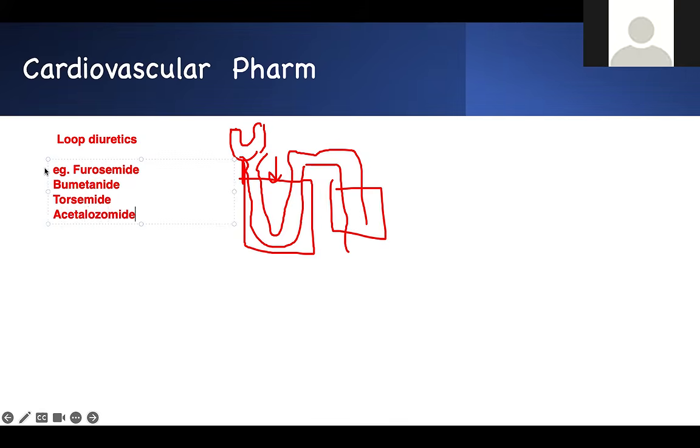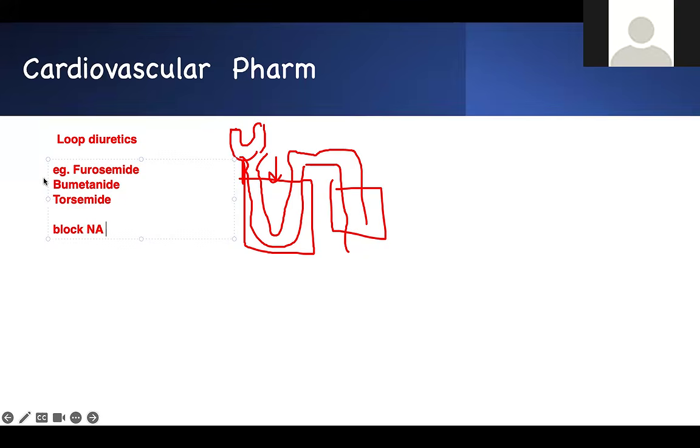acetazolamide, right? These are all specific, but I don't want to put this one here because you will see it in an ophthalmology question. So it's a little bit confusing when you're talking about ophthalmology. That's not the loop diuretic you should worry about. But for cardiovascular, you deal with furosemide, bumetanide, and torsemide.